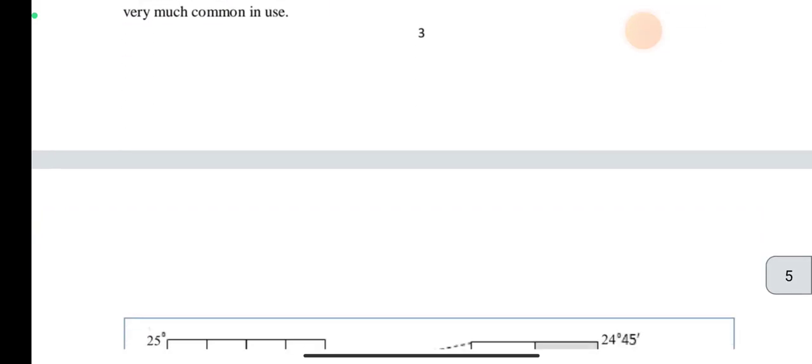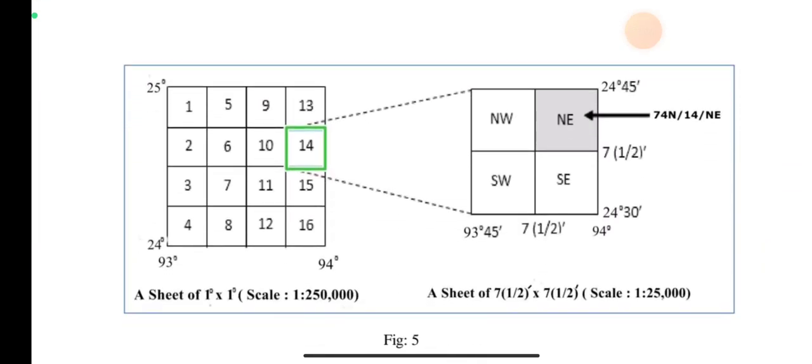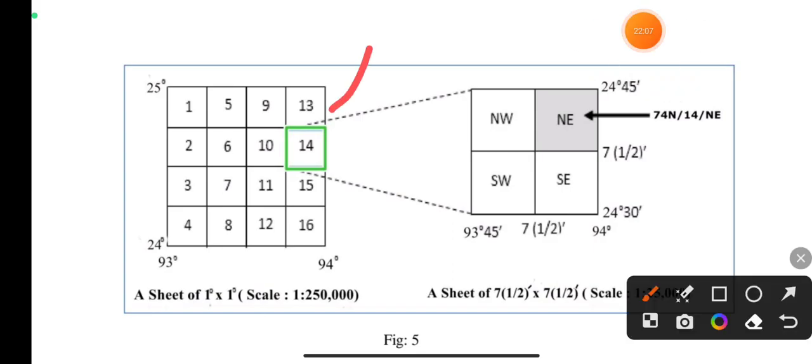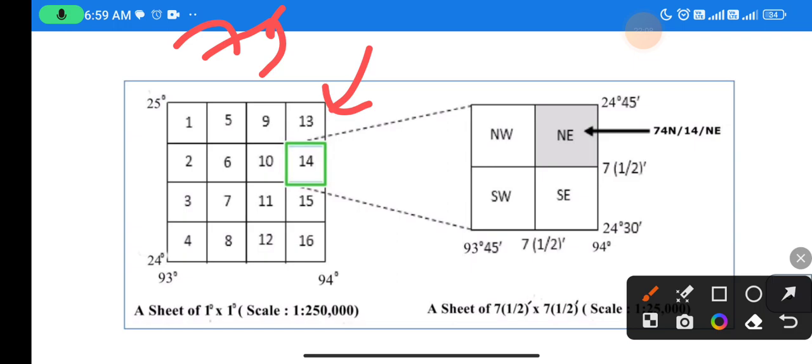These sheets are not very much in common use. So this one you can say, we divided the n into 16 parts. We divided 79, then we divided into 16 parts.